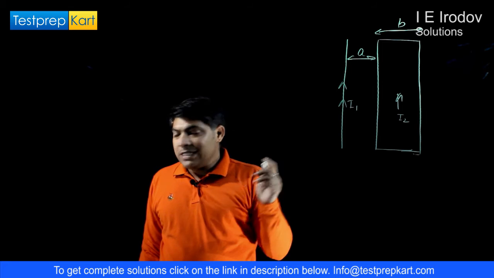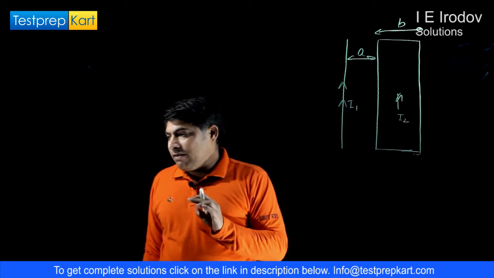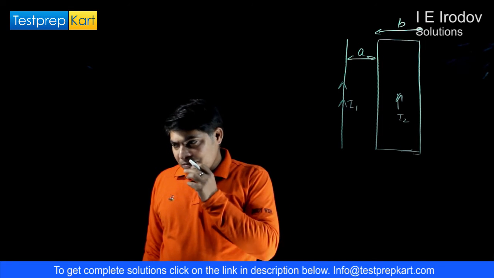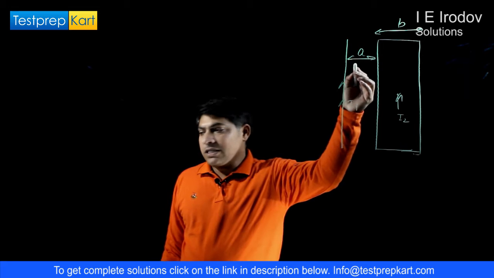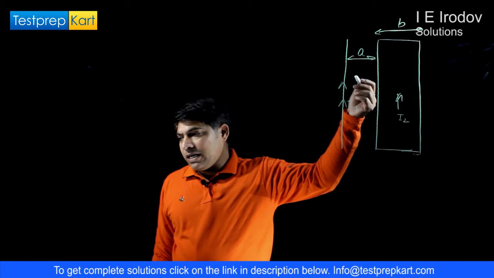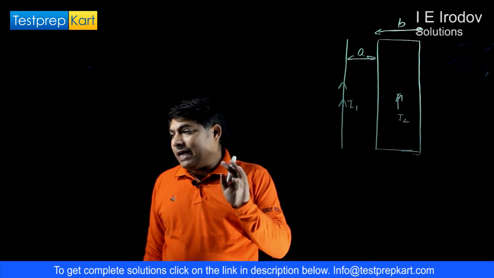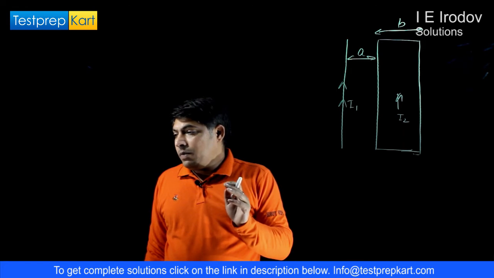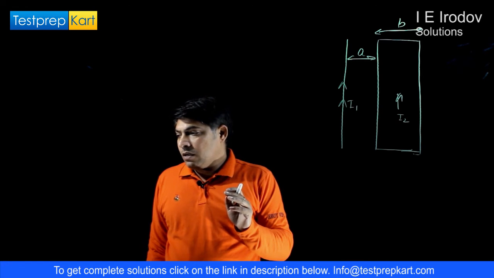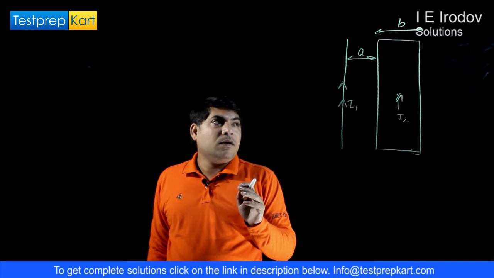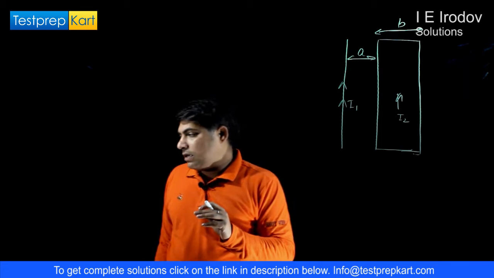One is carrying current I1, the second one having current I2. The separation between the conductors is A and the dimension of the second conductor is B. So we have to find out the magnetic interaction force between them, per unit length.